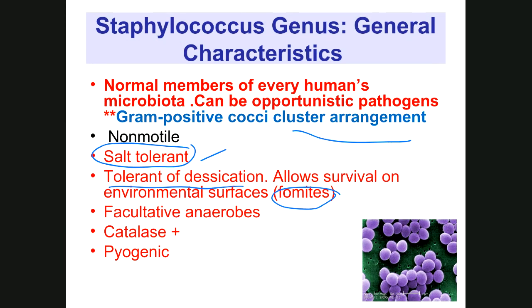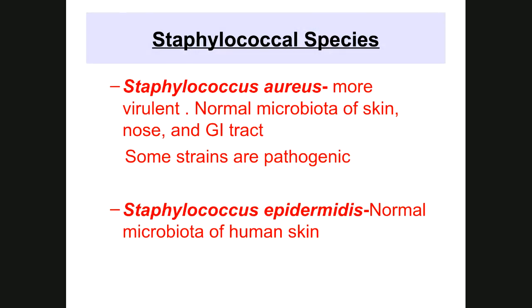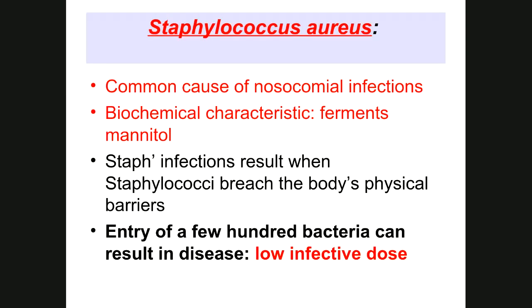It is a facultative anaerobe. It is catalase positive. Pyogenic means that it produces pus. There are two main species among the Staphylococcus genus that are often pathogenic, and actually these are opportunistic pathogens: Staphylococcus aureus and Staphylococcus epidermidis. We are going to concentrate on Staphylococcus aureus, which is the more virulent of the two. Staphylococcus aureus is actually a normal flora in some parts of the body. It is one of the most common causes of nosocomial infections.